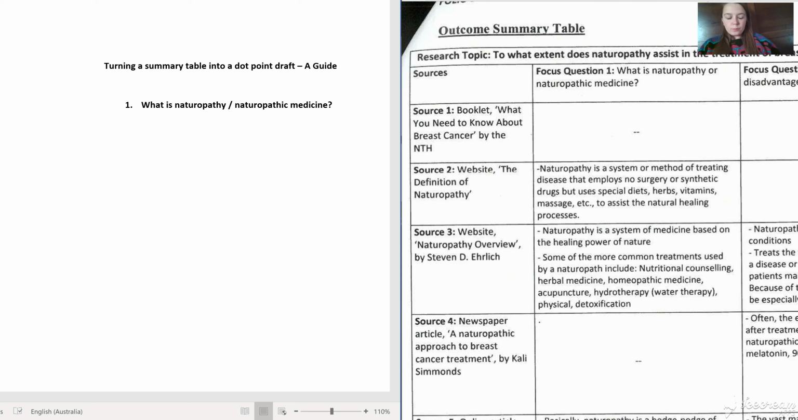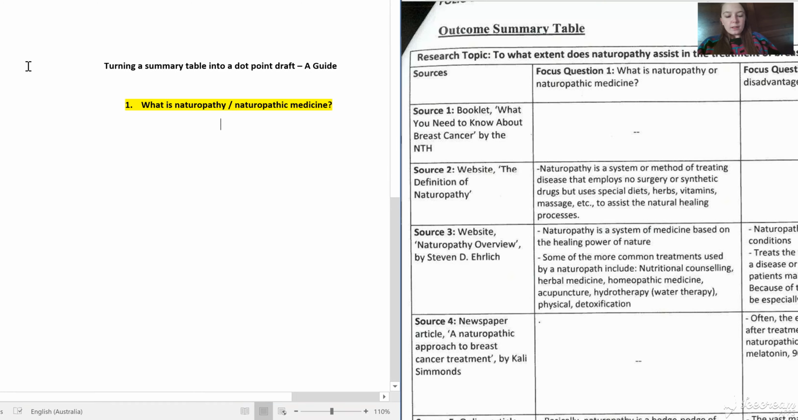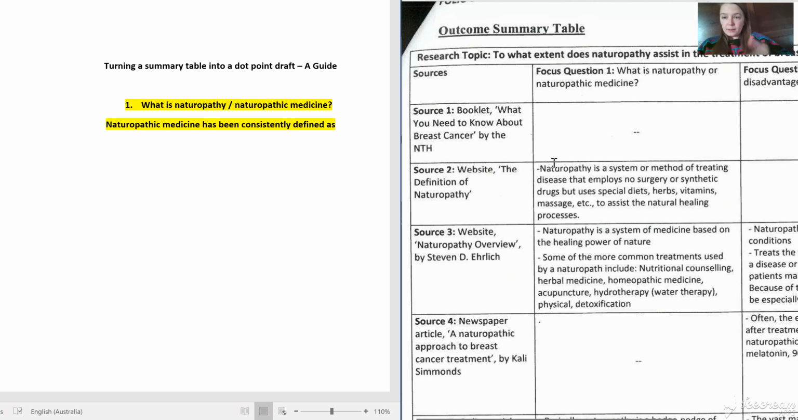My advice when putting together a topic sentence for this is always go back to the keywords of your question. It's a pretty stock standard way to make sure that you're writing about what you intend. And so I would be going something along the lines of naturopathic medicine being consistently defined as, and then that's when we want to have a look at our data. So this person has shown there's a lot of consistency, there's no argument in what this is, it's pretty stock standard, it's a definition question.